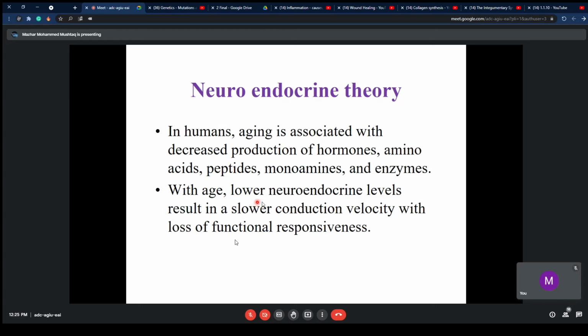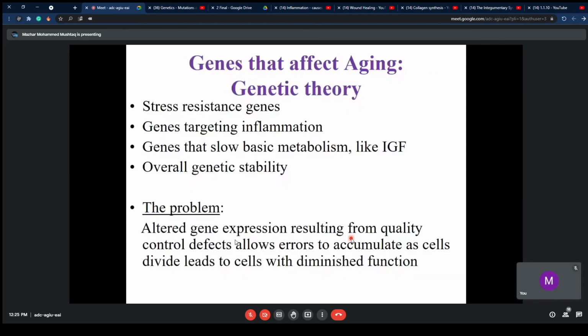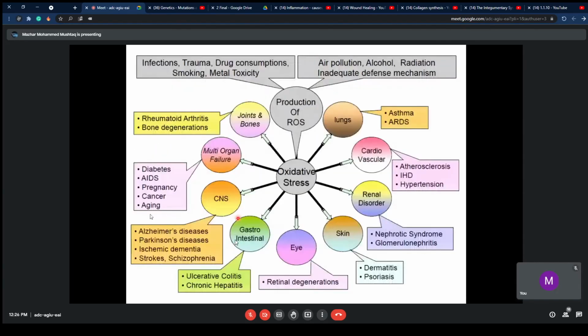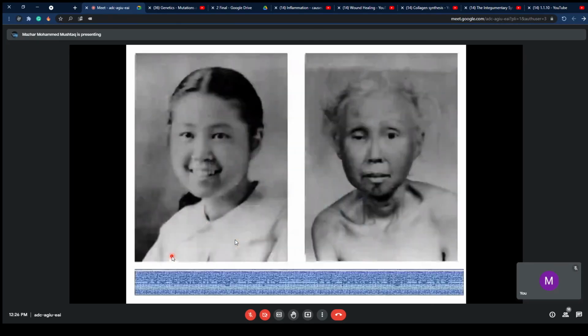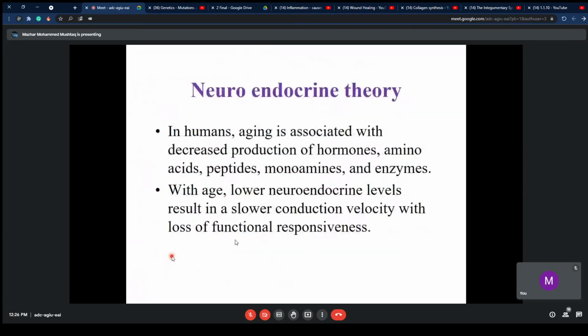With age, lower neuroendocrine levels result in slower conduction velocity and loss of function. For example, as I said here also, if there is oxidative stress, your CNS would be affected, and if the CNS is affected, you can have Alzheimer disease, Parkinson disease, strokes, schizophrenia. So all these things can be present if there is an increased production of reactive oxygen species in the body. That happens in the neuroendocrine theory.